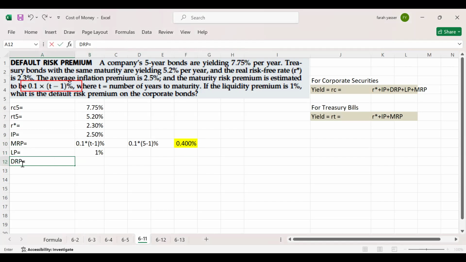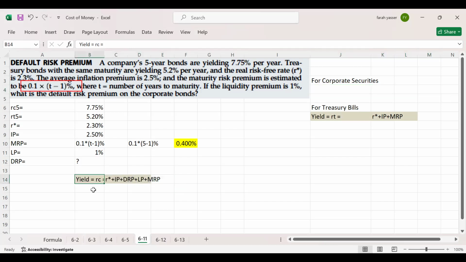What is required? Default risk premium is not given, so we will have to calculate default risk premium. And default risk premium is present in corporate securities, so we will take this formula. Now, yield is given. The yield of the corporate security is 7.75%. On the other side, we have R star, which is 2.3%. Then we have inflation premium, which is 2.5%. Then we have maturity risk premium, default risk premium in the formula.